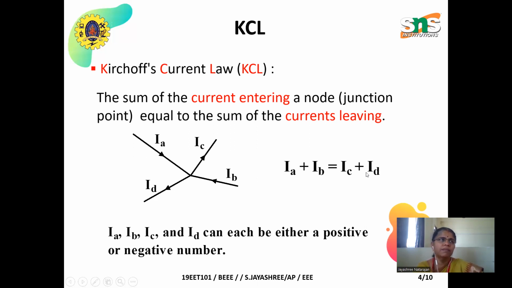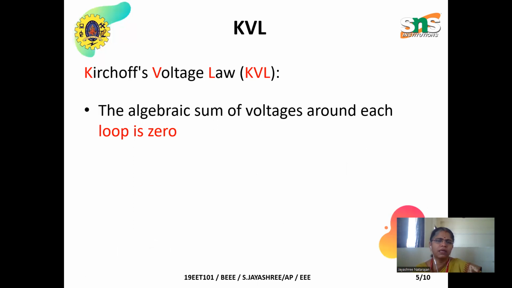In simple terms, if a 4 ampere current is entering the junction, say 2 amperes plus 2 amperes, 4 amperes entering a junction means 4 amperes will leave. Simple. So that is the concept: the current entering equals the current leaving. That is Kirchhoff's current law.